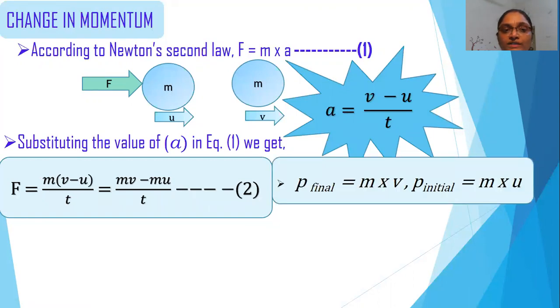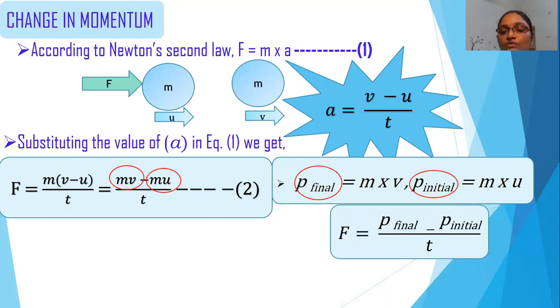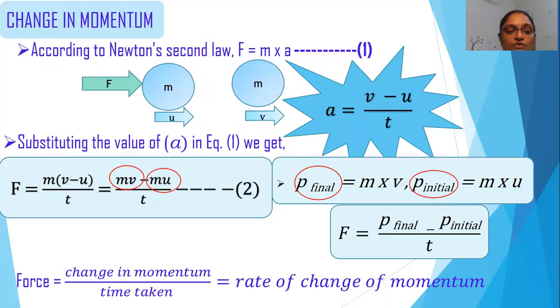We know that momentum P is equal to m into v. So m into v is nothing but P final, and m into u is P initial. So force will be equal to (P final minus P initial) by t. P final minus P initial is nothing but change in momentum. So force will be equal to change in momentum by time taken. That is nothing but rate of change of momentum.